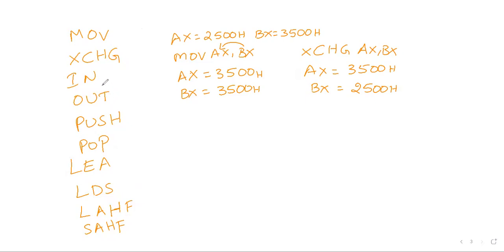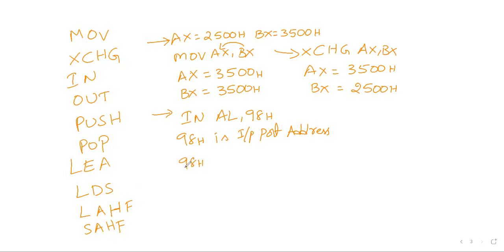Similarly, IN and OUT. These are the input output port instructions. Next, the IN instruction. For example, IN AL, 98 hexa. Here this 98 hexa is the port address, an 8-bit input port address. So what happens? This 98 hexa acts as an address. With this address, one IO port is identified. Whatever data is available in this input port is transferred to the AL register.